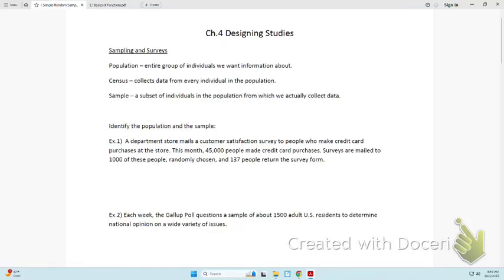In stats, we started chapter 4 on Tuesday. It is designing studies, and we looked at the difference between what a population is, taking a census, and taking a sample. So first off, population is your entire group that you're interested in. Census is when you collect data from everyone. And a sample is a subset of the population, and you collect data. Typically, in our class, we are going to be taking a sample.